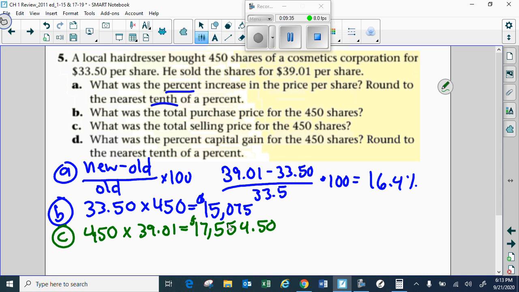Round to the nearest. Okay, so that question is the same as A, really. So that's 16.4%. It's just another way of asking that. Okay. All right, next one.